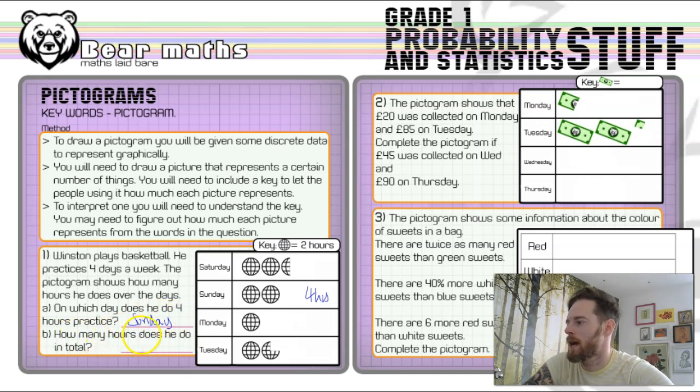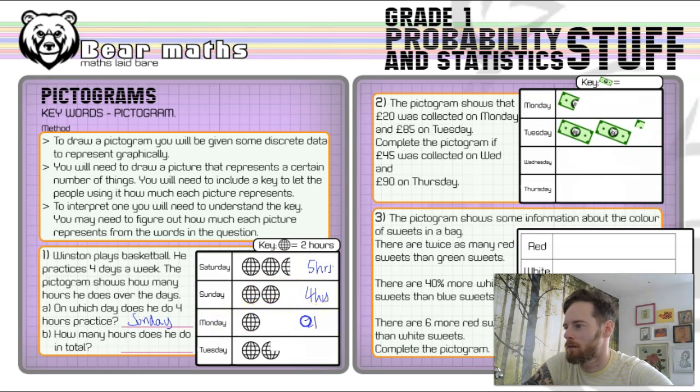Then we've got how many hours does he do in total. Now that means we have to add up all of these basketballs. So 2 hours, 4 hours, half a basketball is going to be worth half of this, 2. So that is half of 2, which is 1. So 2, 4, 5. 5 hours in that particular day, which is Saturday.